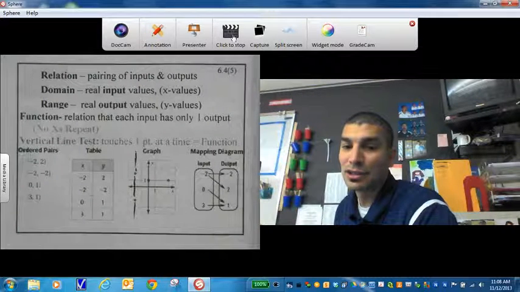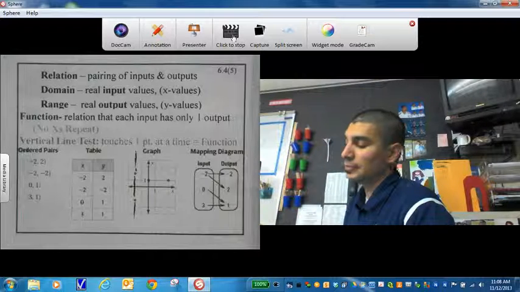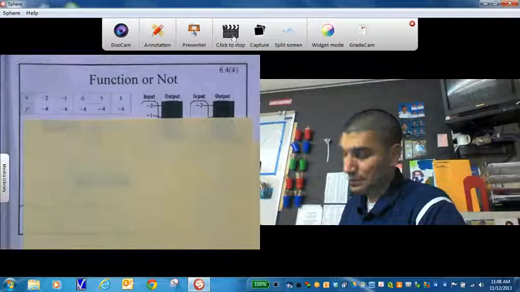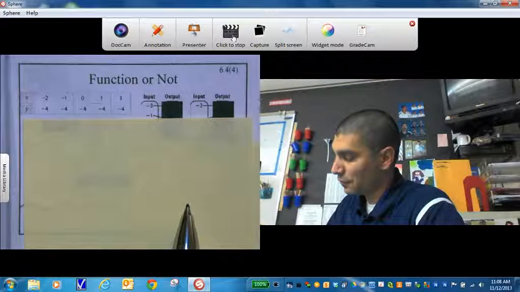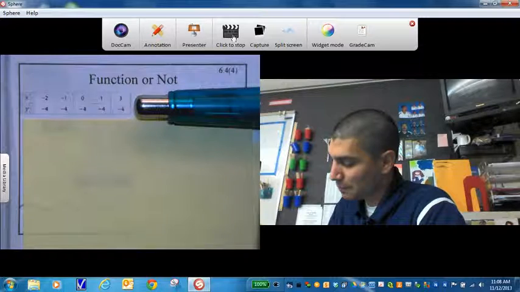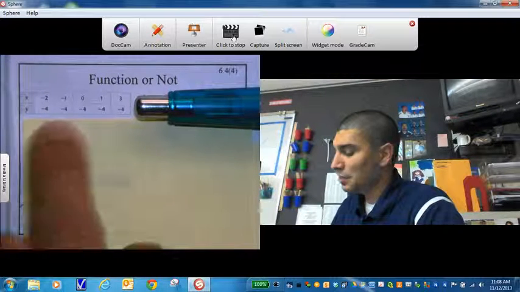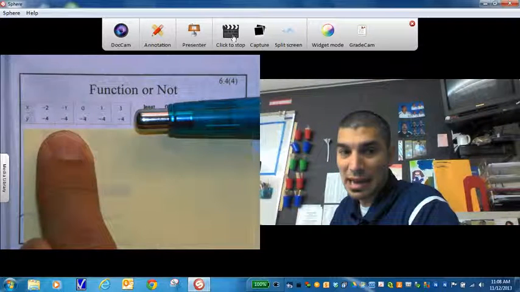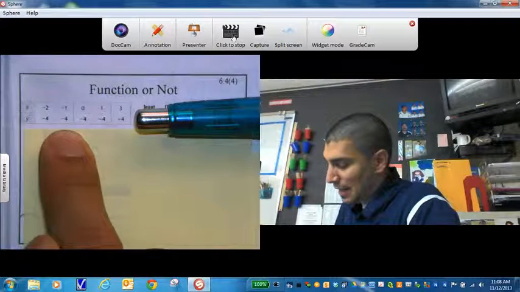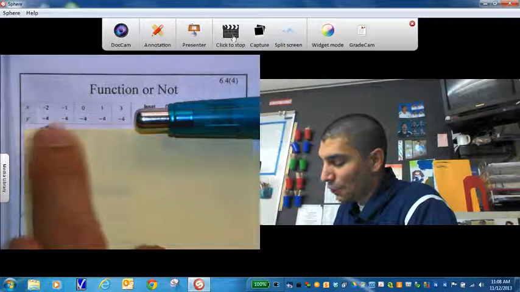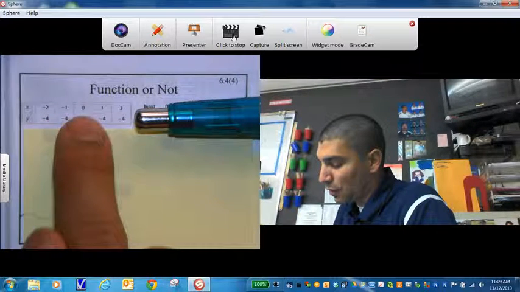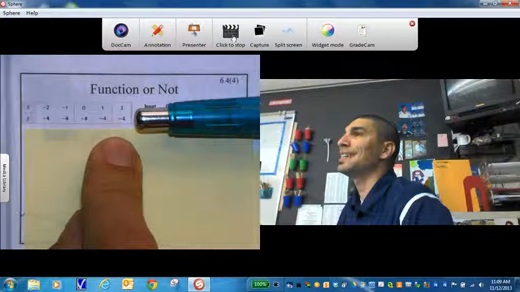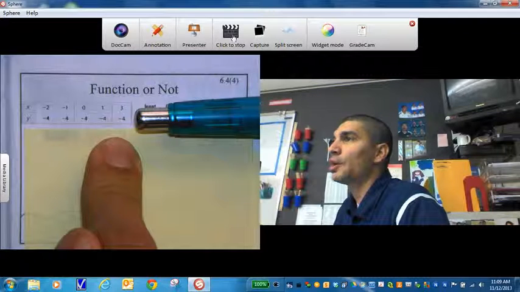So now, let's see if you understand. I'm going to cover up that bit right there because you don't need to see it. Here's a table. I know it's kind of hard to see for those of you live in this room. X is -2, the Y is -4, X is -1, Y is -4, I have 0, -4, I have 1, -4, I have 3, -4. My question to you is, is this a function or is this not a function on your whiteboards? Let me know.